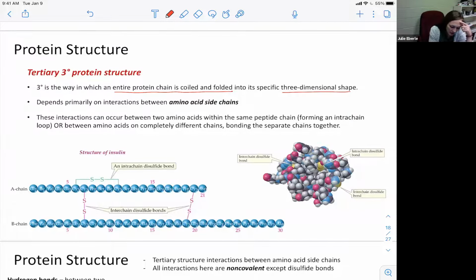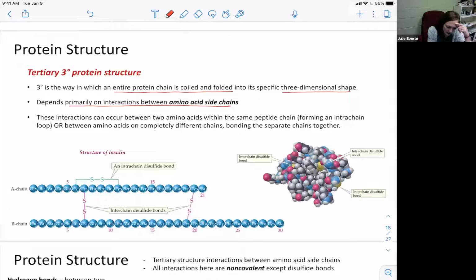The things that hold it together, so like what keeps it from just unraveling again, are interactions primarily between side chains. This is what denotes tertiary structure. So secondary structure was interactions between the protein backbone. Now we can have interactions between the side chains because they're going to be brought in close proximity. They're going to be twisted together, folded together. They're going to start to interact, and that's going to hold the protein into its functional shape.